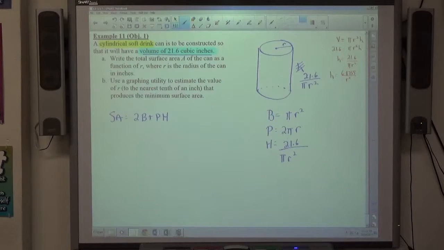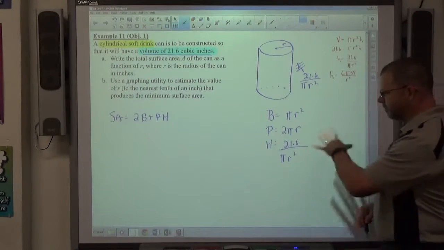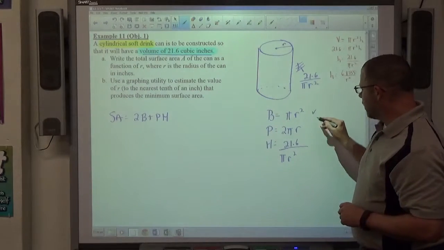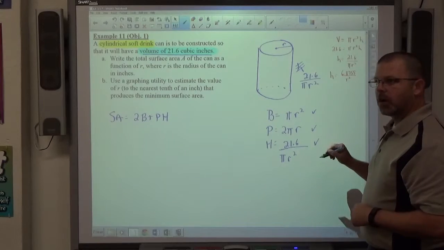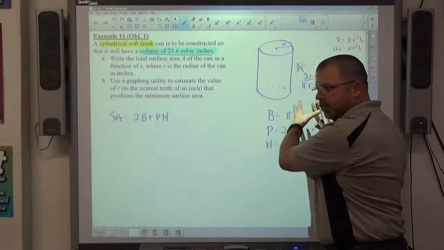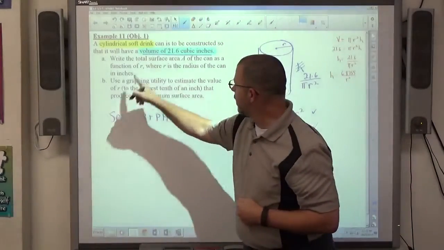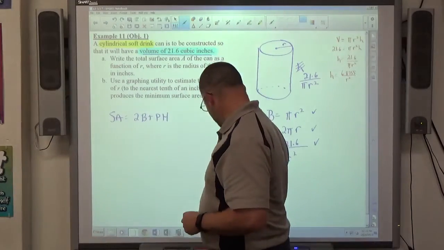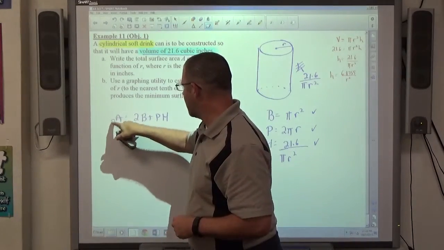The pi's are going to cancel when we multiply, so it's worth doing. Anyway, that's what we have. So if I go back to my surface area formula, B in terms of r, P in terms of r, H in terms of r, everything is in terms of r now. If I substitute B, P, and H with all these r expressions, I'm going to get surface area A in relationship to r. They're using A for surface area instead of SA, so I'm just going to put A there.